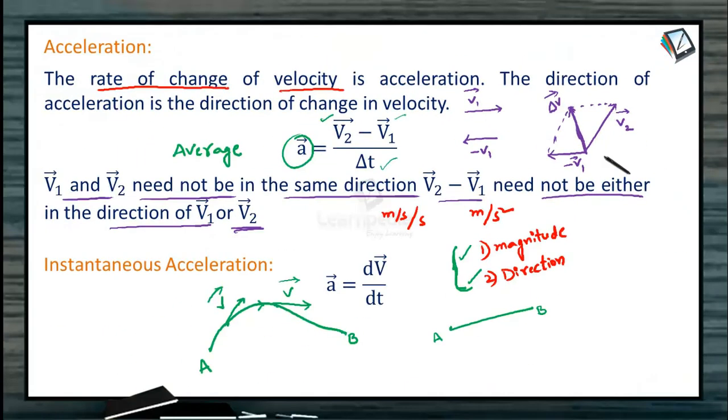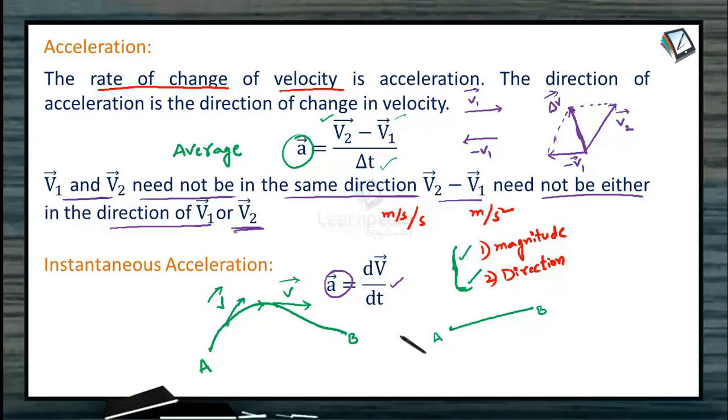And the other way around, the instantaneous acceleration a is equal to dv by dt, and here v is the instantaneous velocity. So for calculating the instantaneous acceleration, we need the velocity of the particle as a function of time, and by differentiating that relation, we can find the instantaneous acceleration.